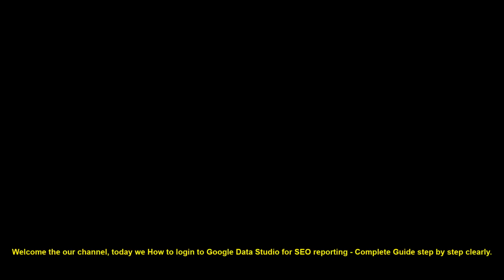Today we will show how to log into Google Data Studio for SEO reporting, a complete guide step by step clearly. Open your preferred web browser. Type Google Data Studio in the search bar. Click on the first link that appears in the search results. You will be directed to the Google Data Studio homepage.